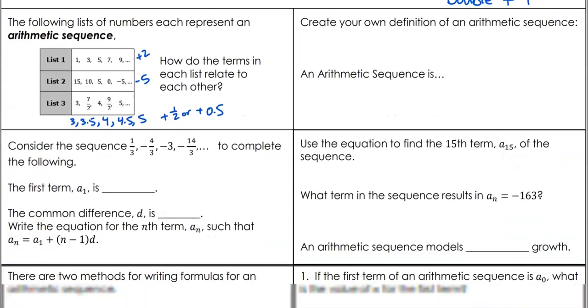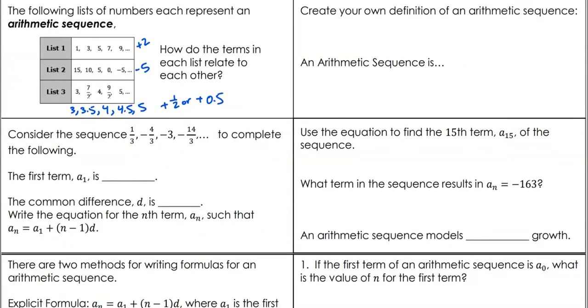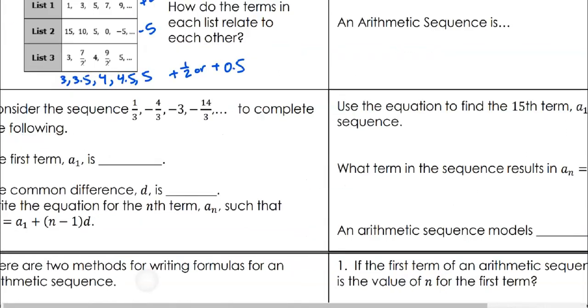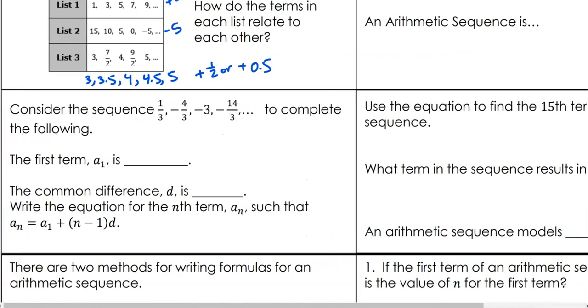All right. So we have 2 different formulas that we're going to create here before we work with them. Consider the sequence 1/3, -4/3, -3, -14/3. Again, don't freak out because it's a fraction. You're just fine. The first term, which we're going to call a sub 1, is how we say that out loud. What is the first term of the sequence? It is 1/3.